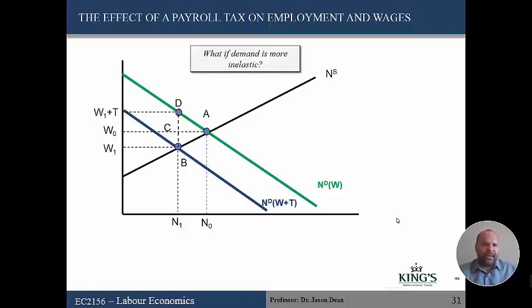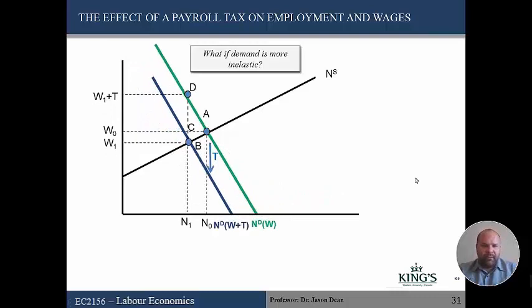Now, what if the demand for labor is more inelastic? This could be because the demand for the good in the product market is very inelastic. There were many reasons we learned when we discussed labor demand why this could be. Well, if we just make these demand curves more inelastic, we can see the more inelastic they become, the distance between here and here gets larger while the distance between here and here gets smaller.